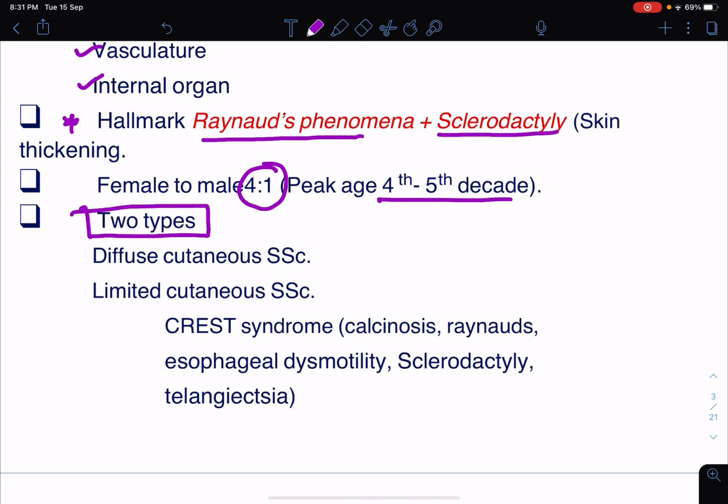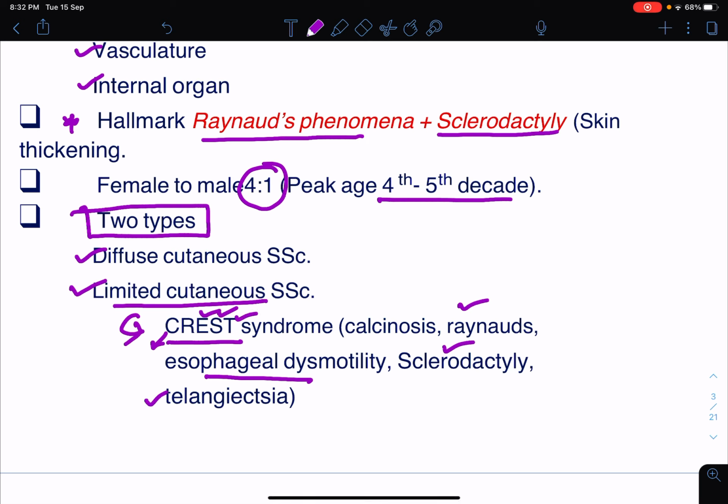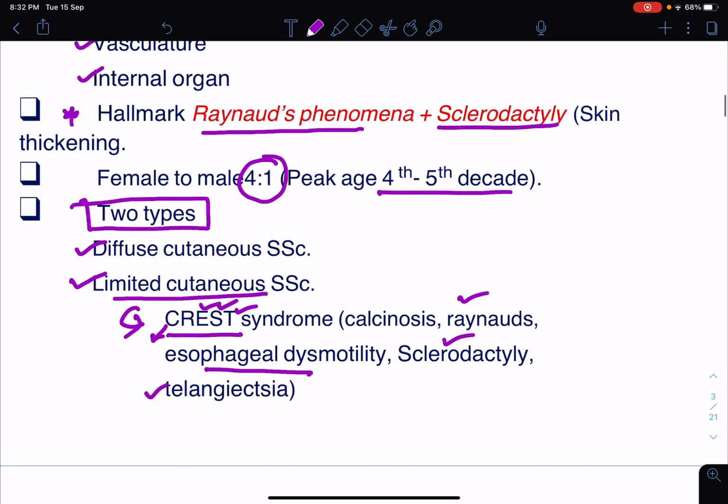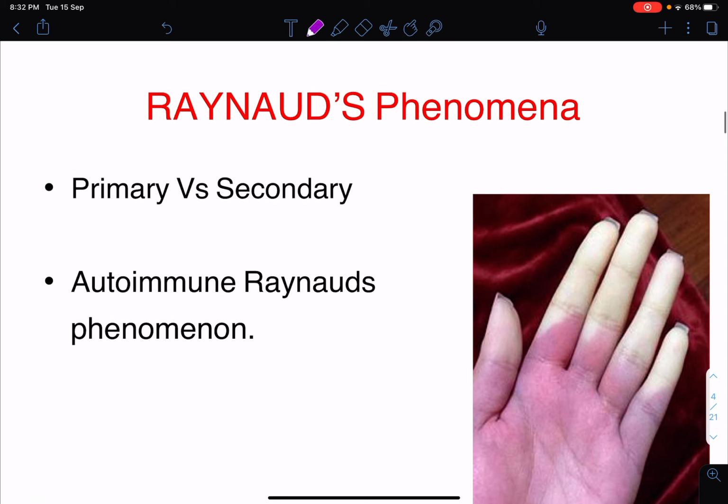Scleroderma or systemic sclerosis can be of two types. It can be diffuse cutaneous systemic sclerosis or limited cutaneous systemic sclerosis. Limited cutaneous systemic sclerosis is also known as CREST syndrome. CREST stands for the mnemonic, where C denotes calcinosis, R denotes Raynaud's phenomenon, E denotes esophageal dysmotility, S denotes sclerodactyly, and T denotes telangiectasia. We are going to discuss the difference between diffuse and limited cutaneous systemic sclerosis later on.